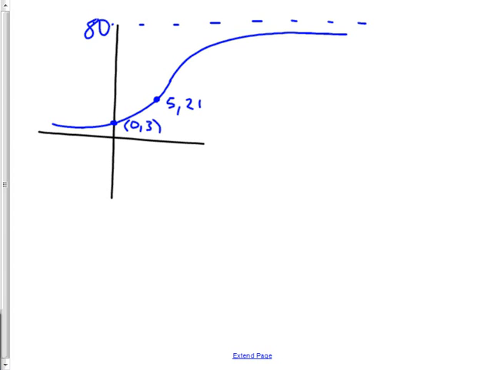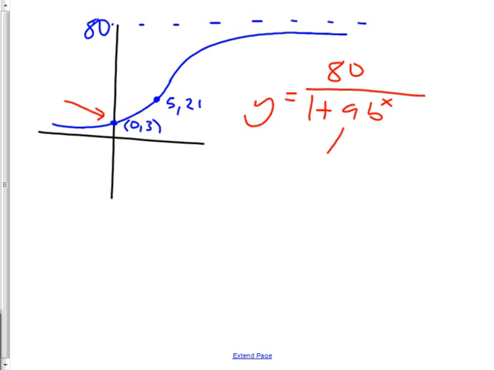I'll give you a hint in case you're completely stumped. You start with y equals 80 over, and the 80 is the limit to growth, over 1 plus ab to the x, and you've got to figure out a first by using that point. And don't just stick a in there. A lot of kids do that. It is wrong, not correct. You have to put in the 0 and the 3 into the equation for x and y. Otherwise, you won't get the right a value.